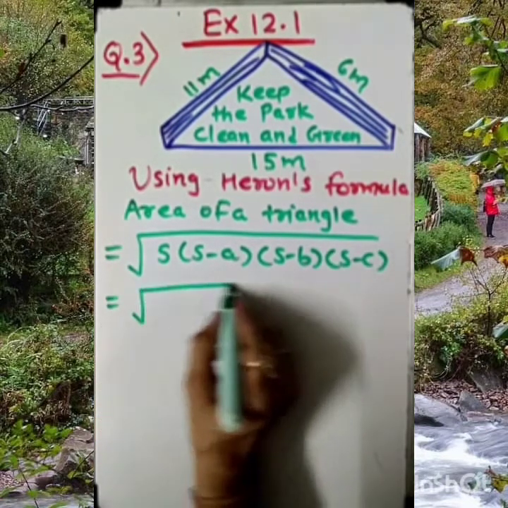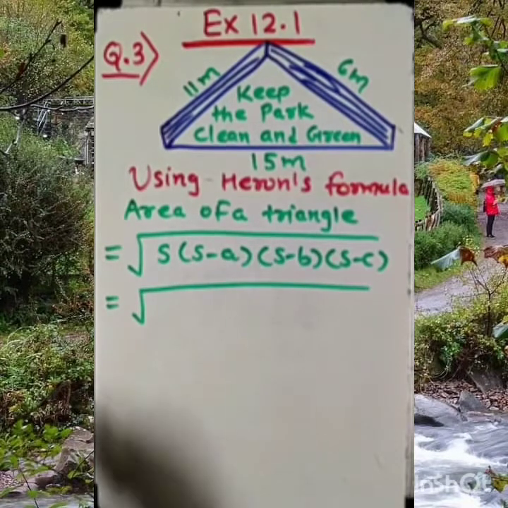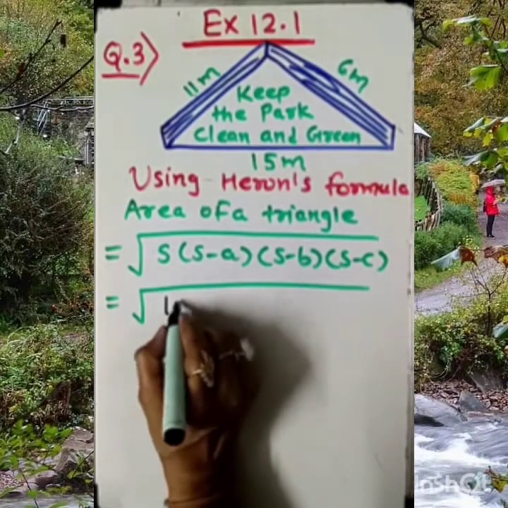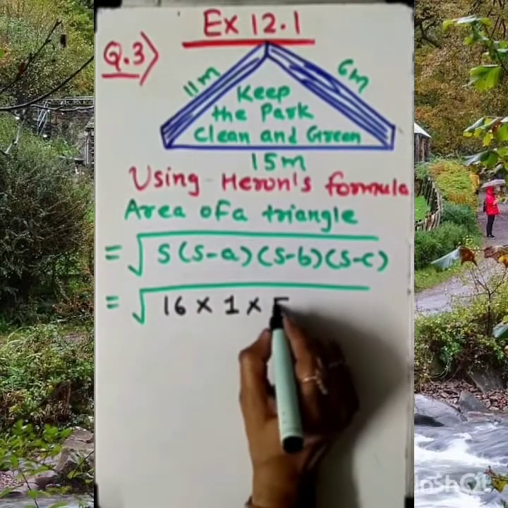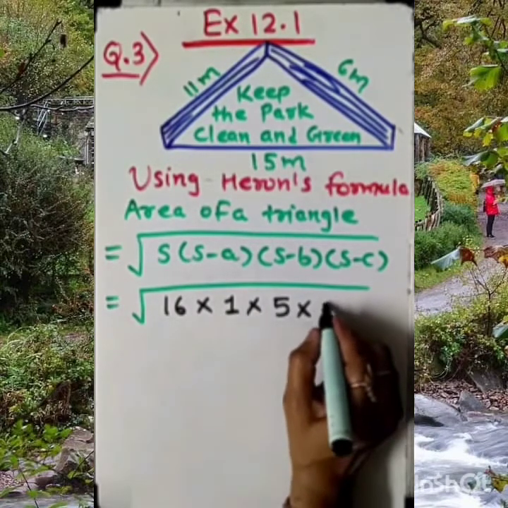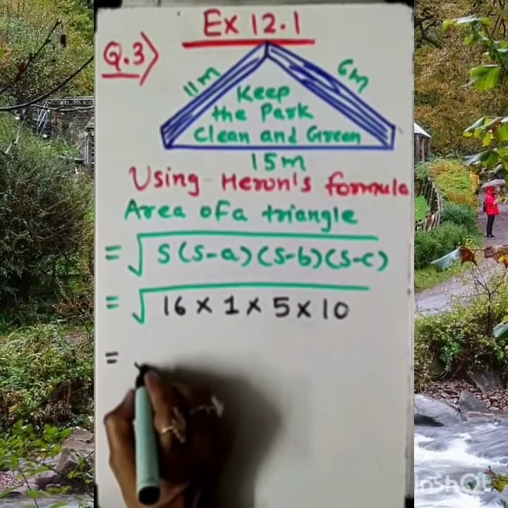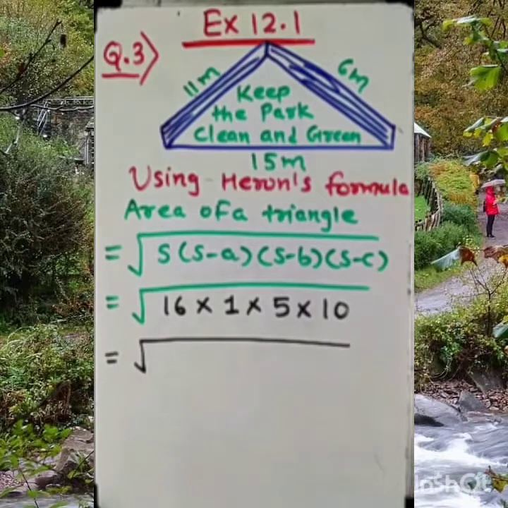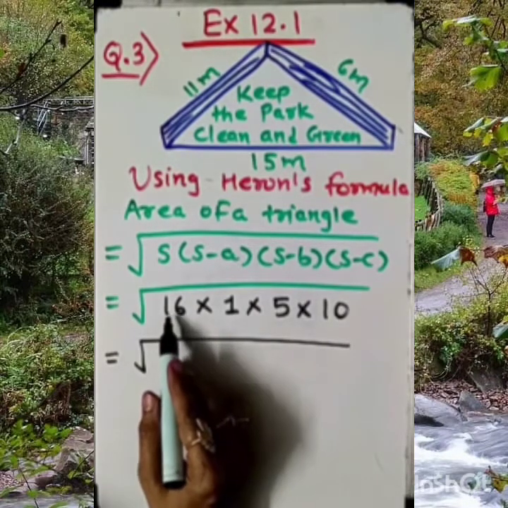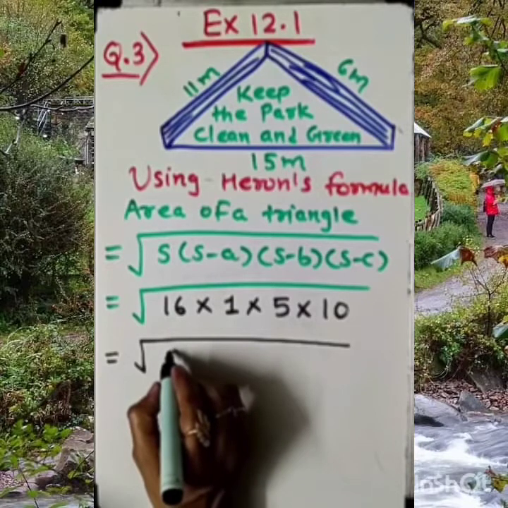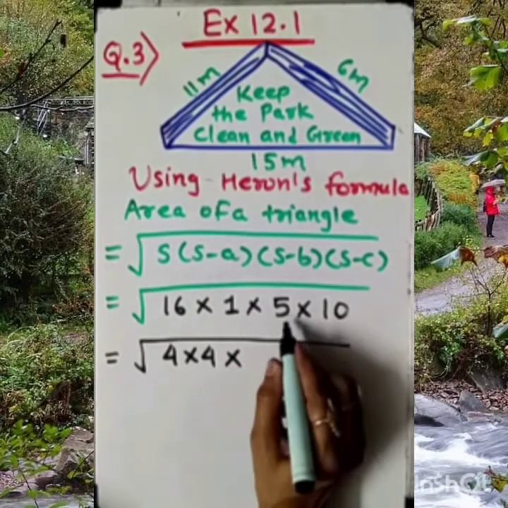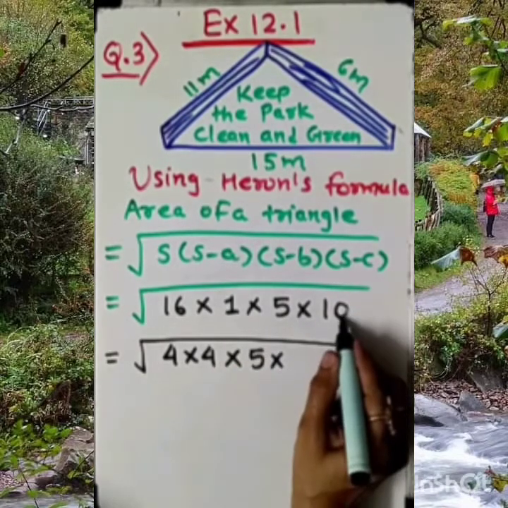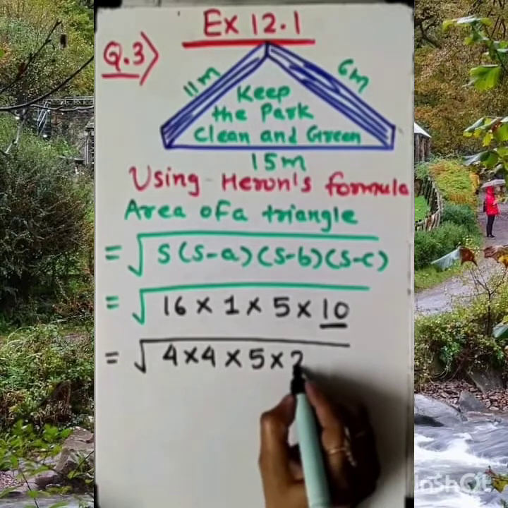Now here, whatever the value of all these four terms we find, that we need to put. The value of S was 16, S minus A was 1, S minus B was 5, and S minus C, that is 10. So, as I told you, instead of multiplication, let's break them. We know how to break. 16 can be written as 4 into 4, 1 is already there, so no need to mention, 5 is already there. What about this 10? Can I write 10 as 5 into 2?